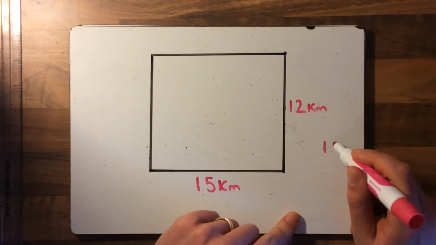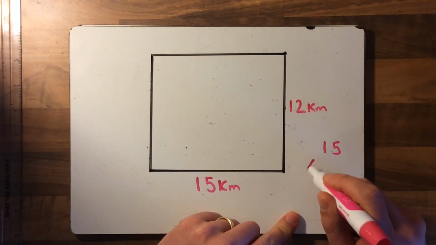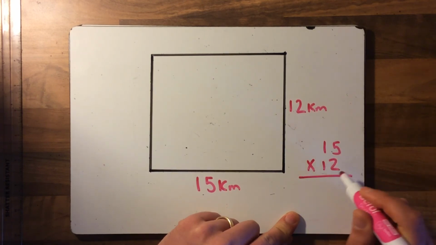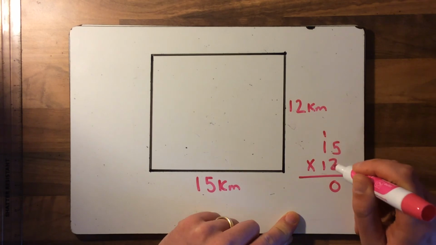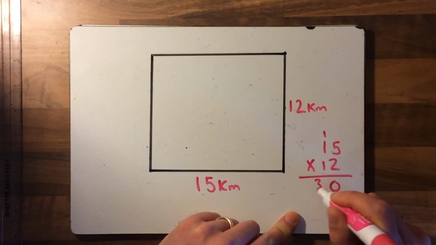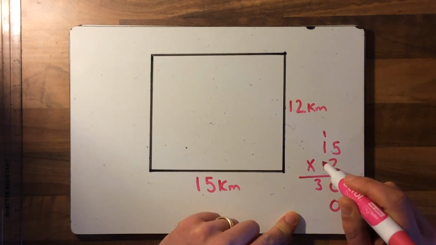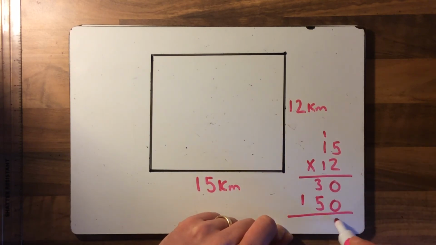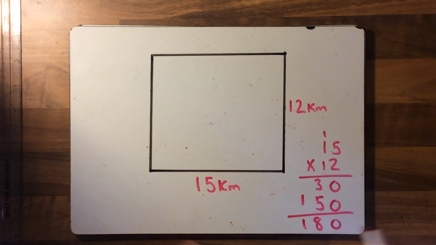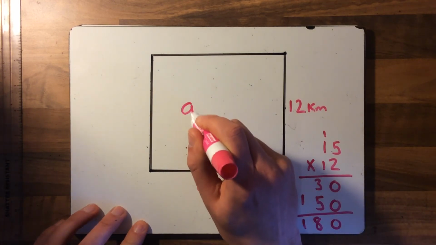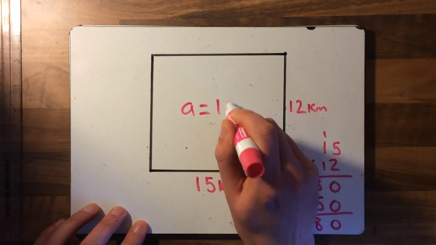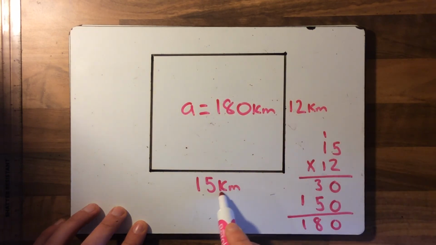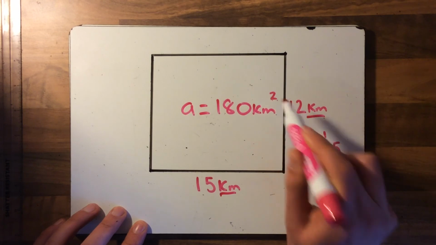Now, if you can't do it in your head, you could just do it like this, couldn't you? 2 times 5 is 10. 2 times 1 is 2, add 1 is 3. Next line, let's add a 0. 1 times 5, 1 times 1. Then we add them up. So the area, I put A for area, of this shape is 180 kilometres, because that's what the unit of measurement is, squared.